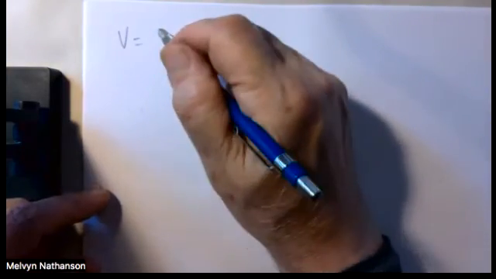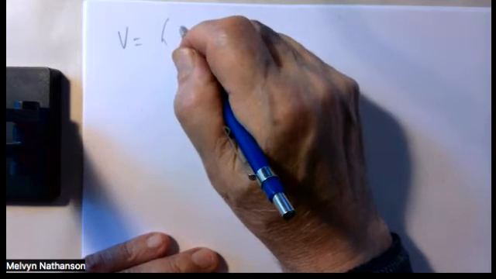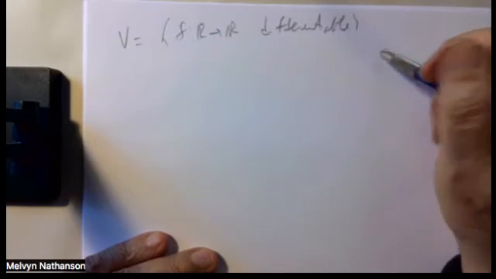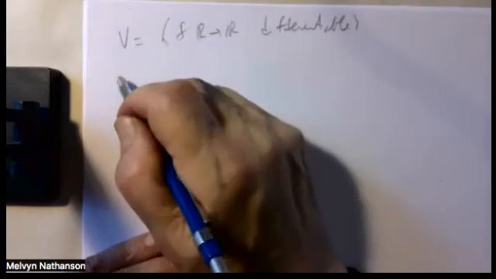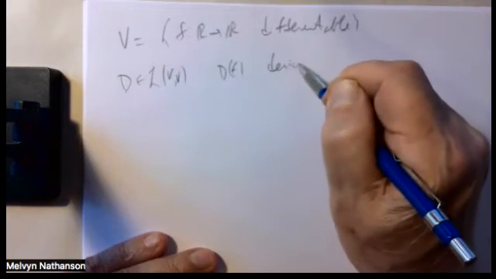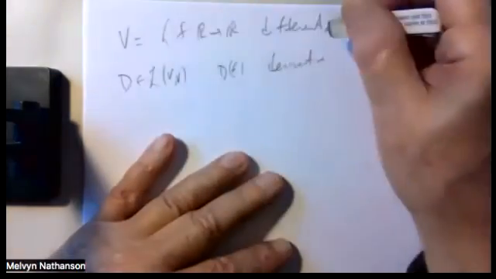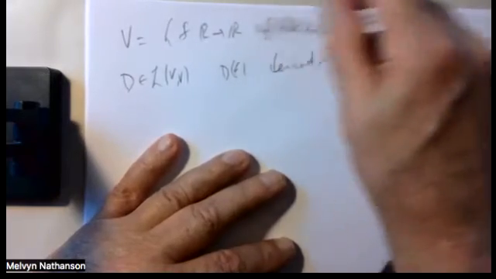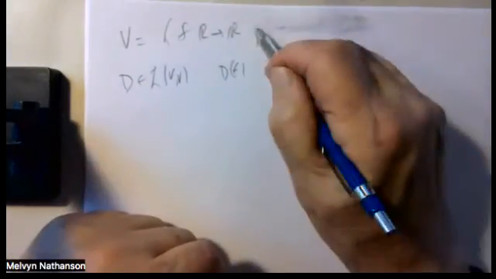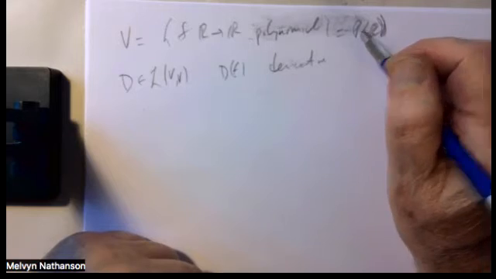Suppose my vector space is all functions f from R to R that are differentiable. They're all functions that you can differentiate. And my linear operator D in this vector space from V to itself is D of f is the derivative. Actually, suppose I take V to be not all functions. It's just all polynomials. That's P of R. And D of f is the derivative.